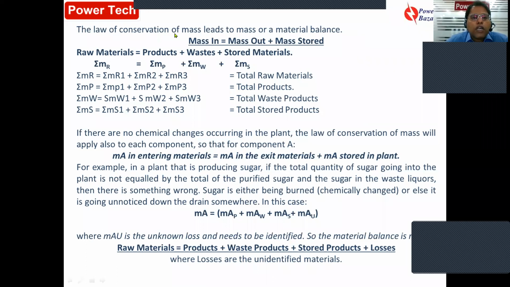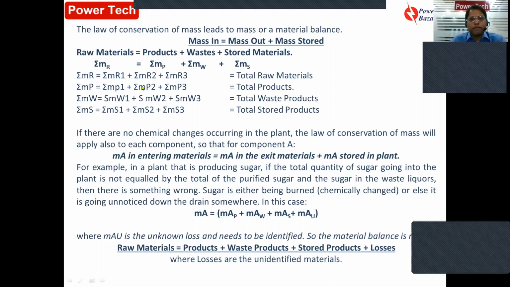Now, the law of conservation of mass leads to mass or material balance. What we studied: mass in is equal to mass out plus mass stored. So raw materials is basically products plus waste plus stored materials. Now, in this case, M stands for mass or materials, R raw, P product, W waste, S stored. So total raw material MR is equal to raw material 1, raw material 2, raw material 3. This is total raw materials.